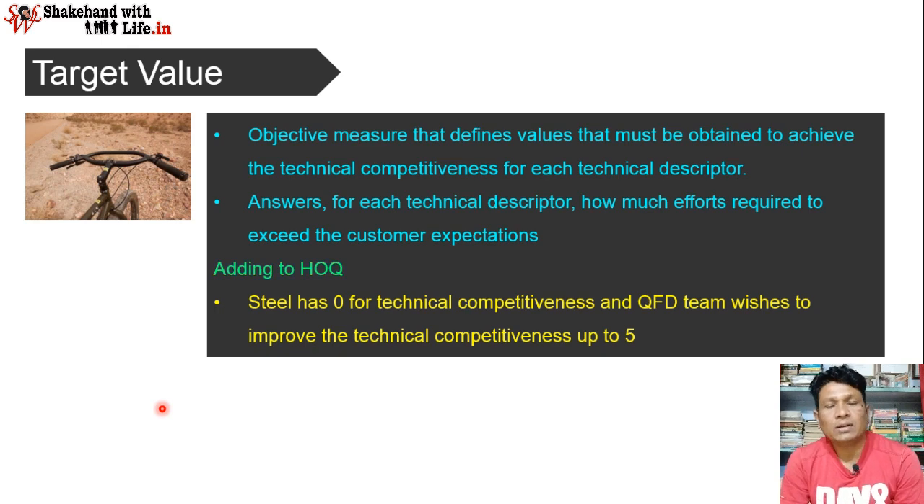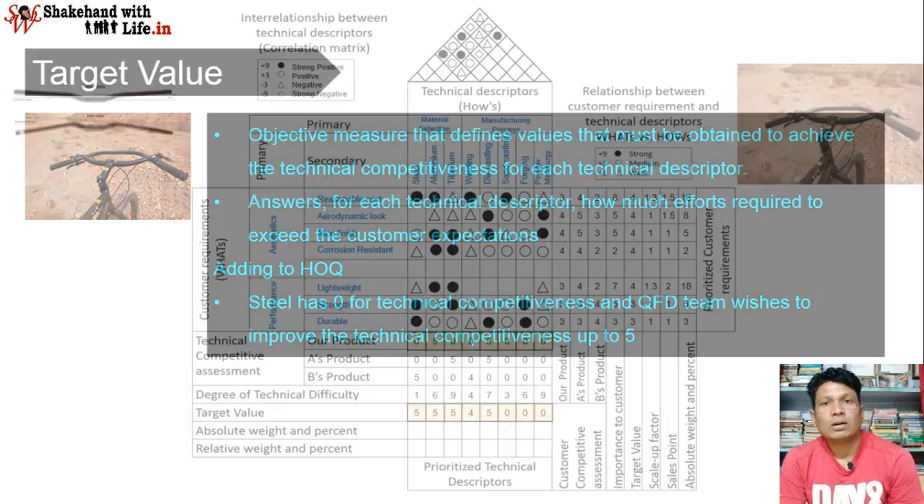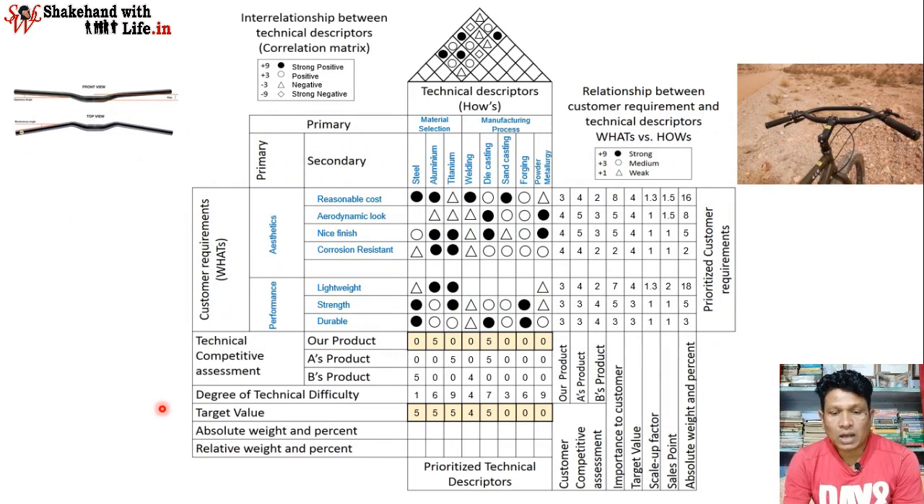So how do we add the target value to the house of quality? For example, suppose steel has a 0 in the house of quality for technical competitiveness, and the QFD team wants to improve the score for technical competitiveness for steel. Then the QFD team gives a 5 to improve the technical competitiveness for steel. So similarly, we can see the target value for other technical descriptors.